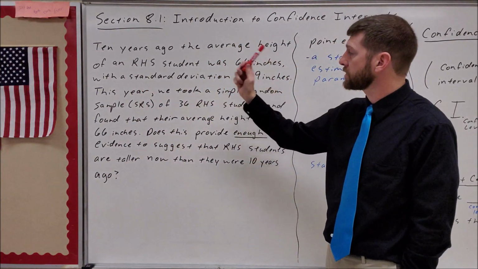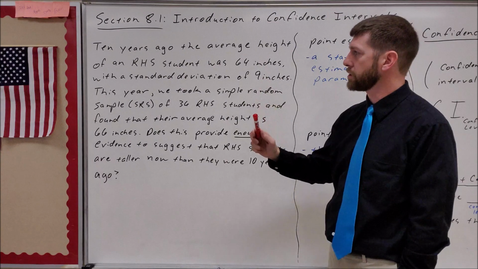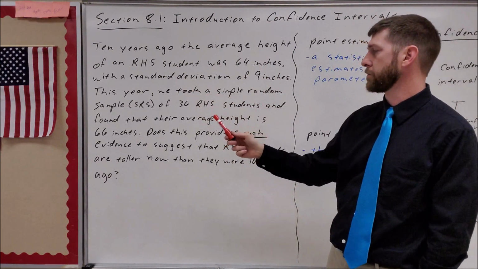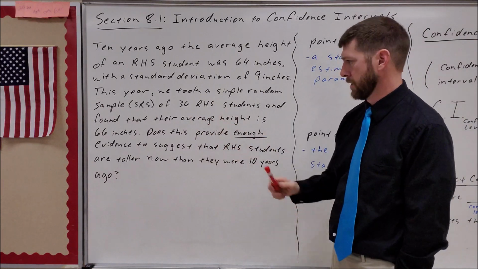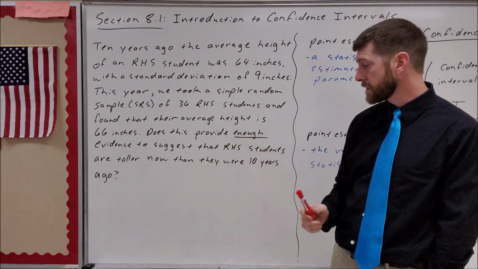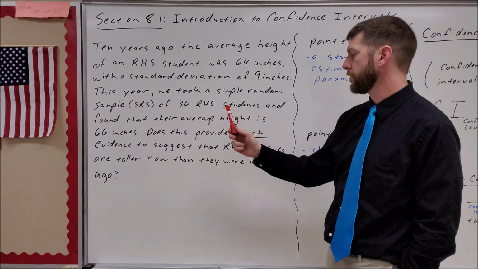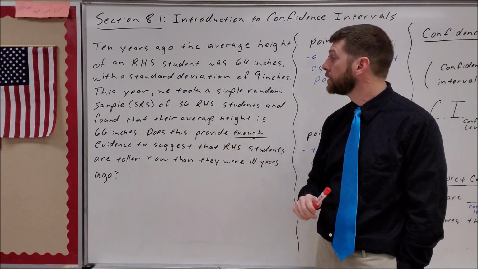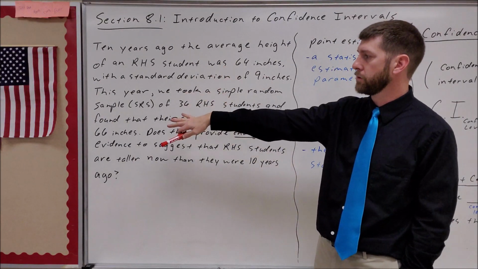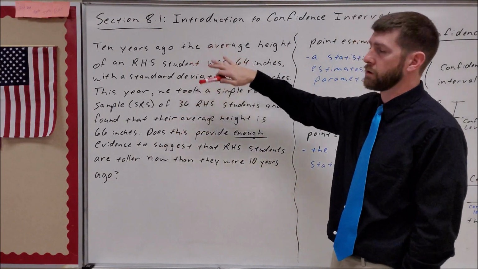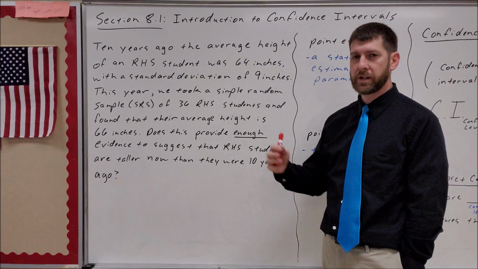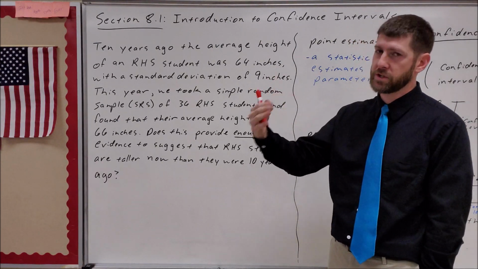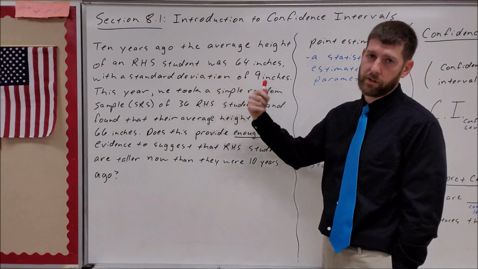10 years ago, the average height of an RHS student was 64 inches with a standard deviation of 9 inches. This year, we took a simple random sample of 36 RHS students and found that their average height is 66 inches. Does this provide enough evidence to suggest that RHS students are taller now than they were 10 years ago? So we see in the sample, we're 2 inches taller than what we saw in our population 10 years ago, but is this one sample going to give us a representative enough picture to say that, yeah, Riverdale students are taller?